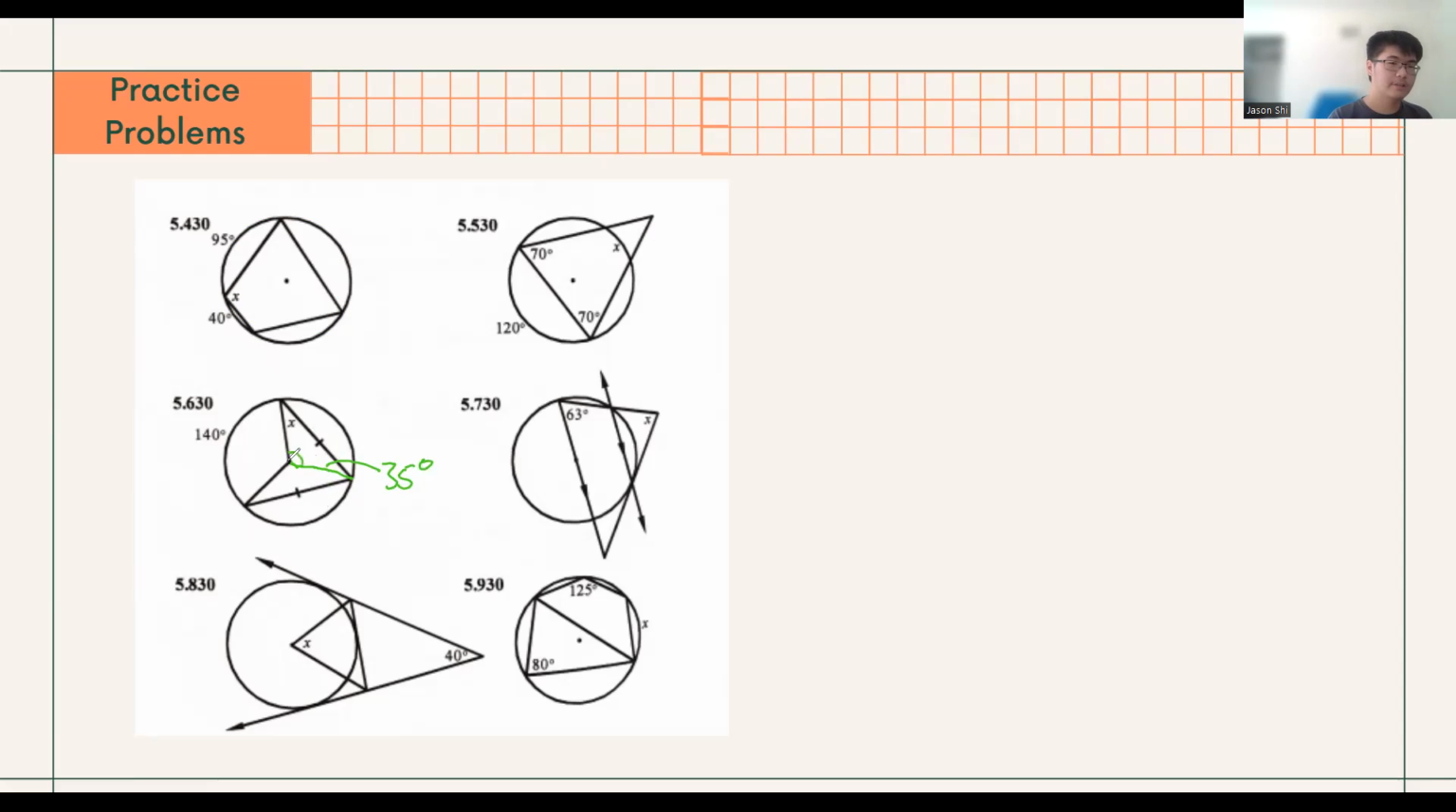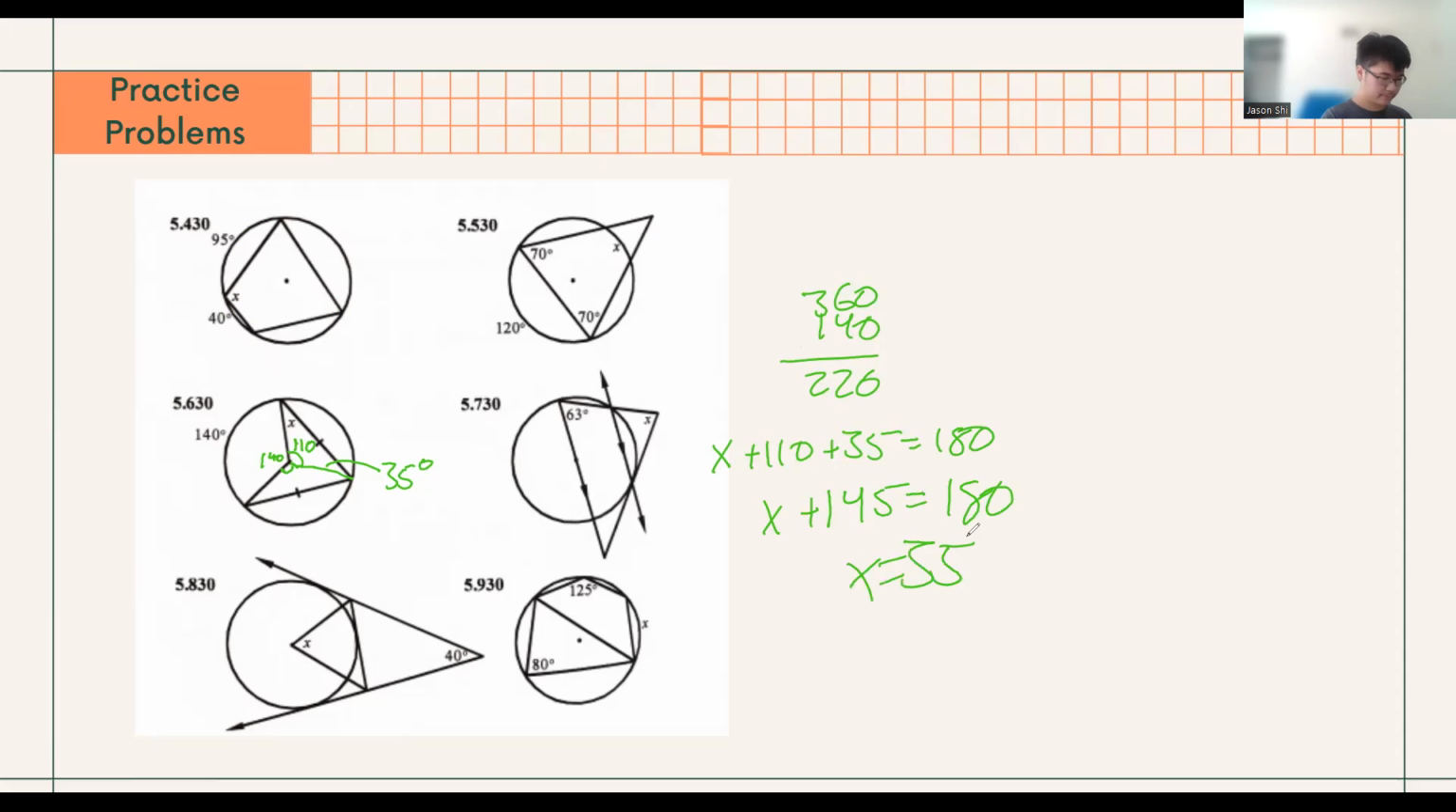Okay, so that's half of it done. And now we need to find this angle. Well, this angle is the same thing as this angle, right? Which is 140. So 360 minus 140 is 220, which means that each of these is 110. 110 and 110. Which means x plus 110 plus 35. Interesting. So x is 35. And our answer to this question is 35. All right, nice.